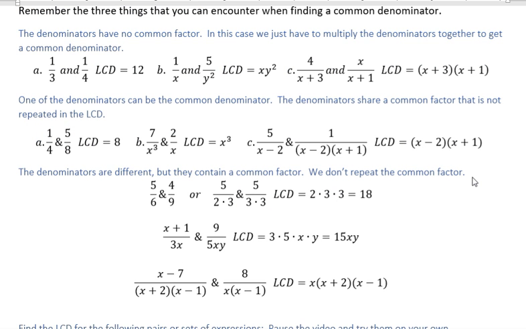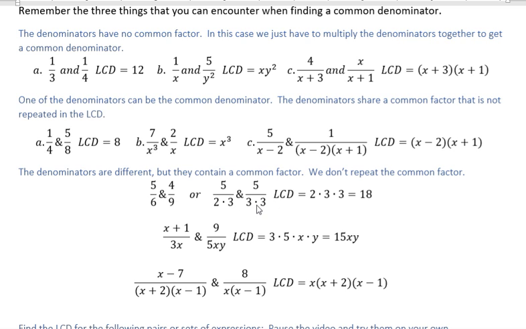And then sometimes the denominators are different, but they contain a common factor, but neither one of them is the LCD. We still don't repeat that common factor. So for instance, 6 and 9, if we broke that down, we'd see that's 2 times 3 and 3 times 3. They both have a factor of 3 and then something else. The 6 has a 2 and the 9 has an additional 3.